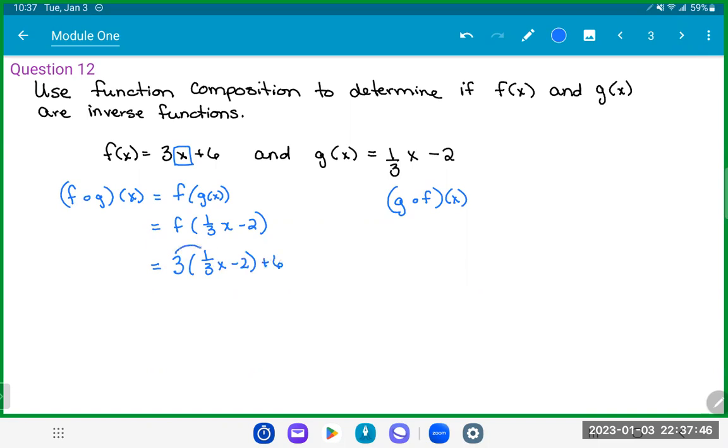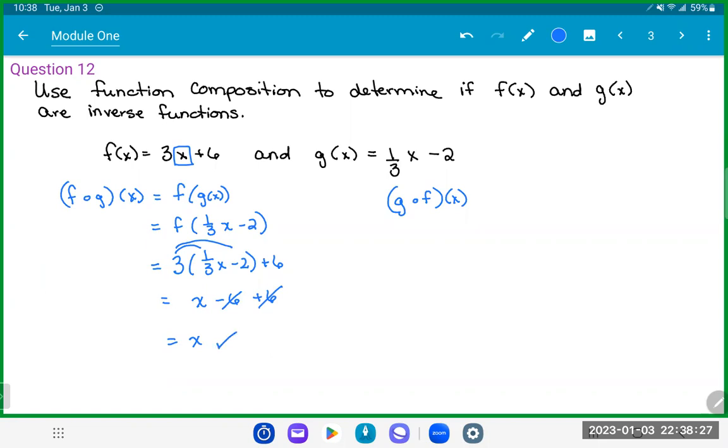When I simplify, I'm multiplying this 3 to both terms, and I get 3 times 1/3 x is x, and 3 times -2 is -6, and then I have this +6 out here. So I'll see the -6 and the +6 cancel with one another, and that leaves me with x. And by definition, if the composition of two functions is equal to x, then they are inverses of one another. Okay, so we've done the composition of f of g of x, and we get x, so that's a good check mark there.